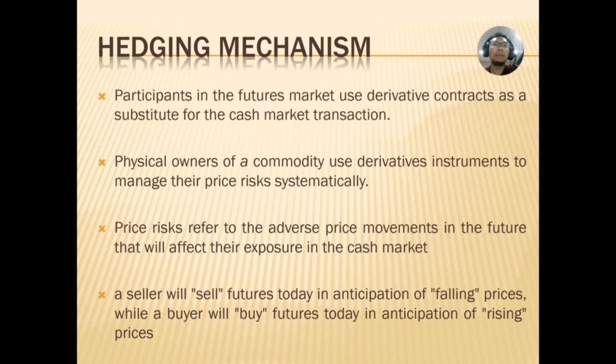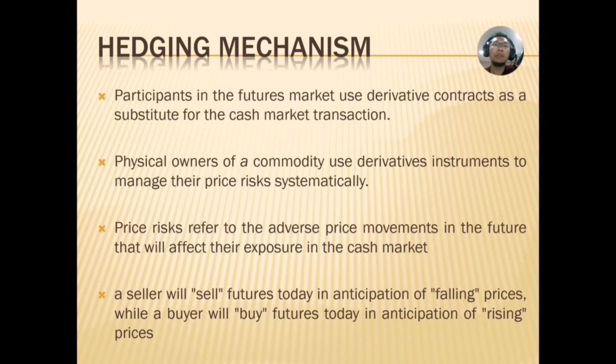Hedging mechanism. Participants in the purchase market use derivative contracts as a substitute for cash market transactions. Physical owners of a commodity use derivative instruments to manage their price risk systematically. So they will mitigate the risk. For example, if the underlying assets will incur a loss due to a drop in price, they need to stop it by using the hedging mechanism.